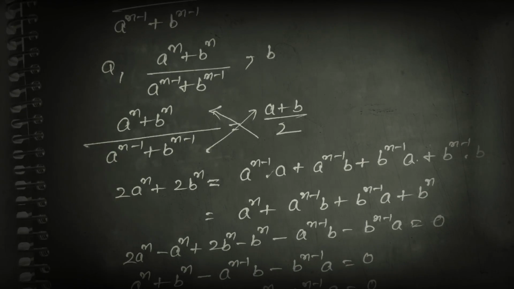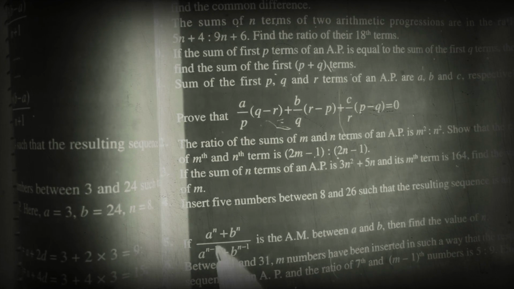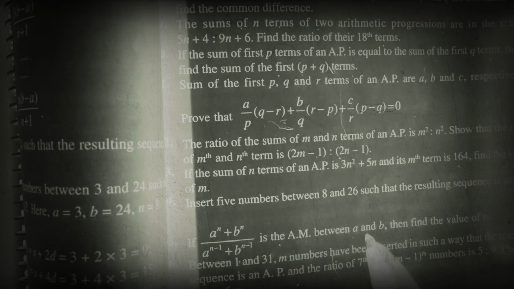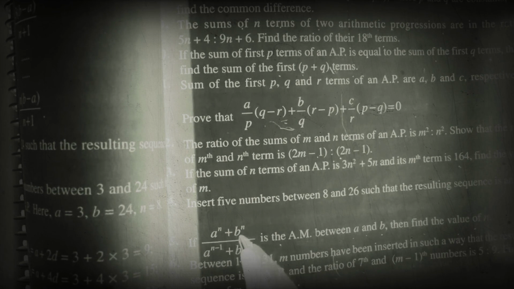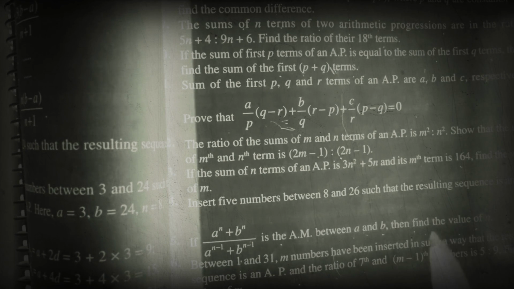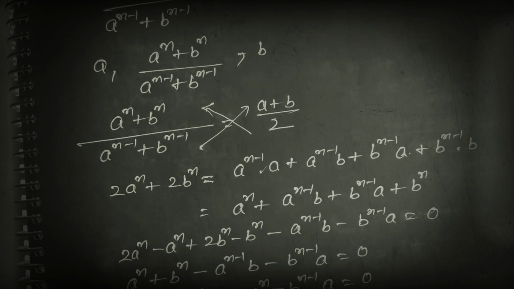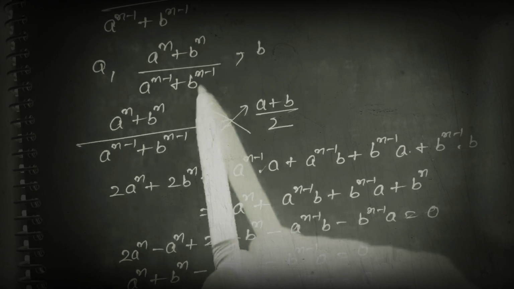Look at 15th question. In 15th question, if (a^n + b^n)/(a^(n-1) + b^(n-1)) is the arithmetic mean between a and b, then find the value of n. आपको n की value find out करनी है and this is arithmetic mean between two numbers. So there are two numbers a and b, and this is arithmetic mean between them.